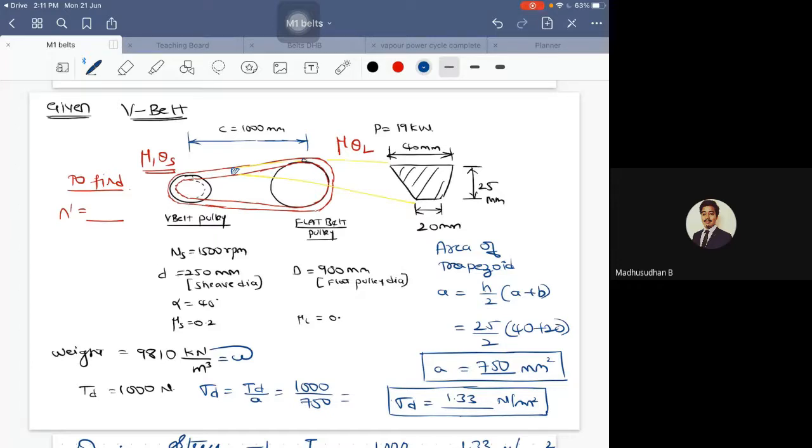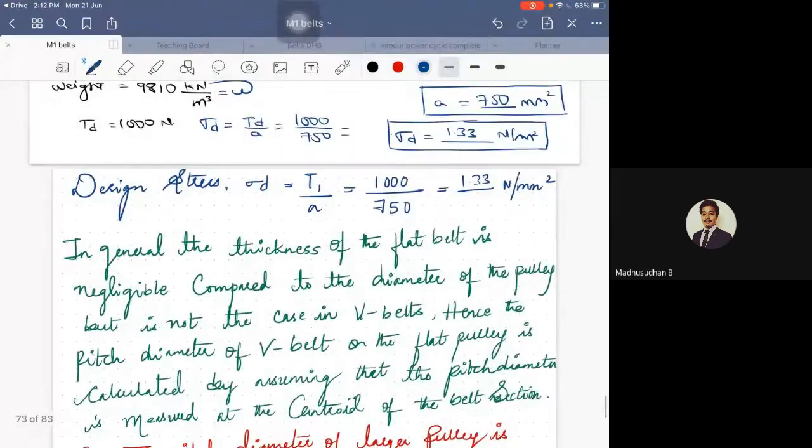So just write the statement in general: the thickness of the flat belt is negligible when compared to the diameter of the pulley, but is not in the case of V belt. Hence, the pitch diameter of the V belt or the flat pulley is calculated by assuming that the pitch diameter is measured at the centroid of the belt section. Do you want the simplest statement of this whole paragraph? If you want, I will give it. Otherwise, you can take the whole thing.